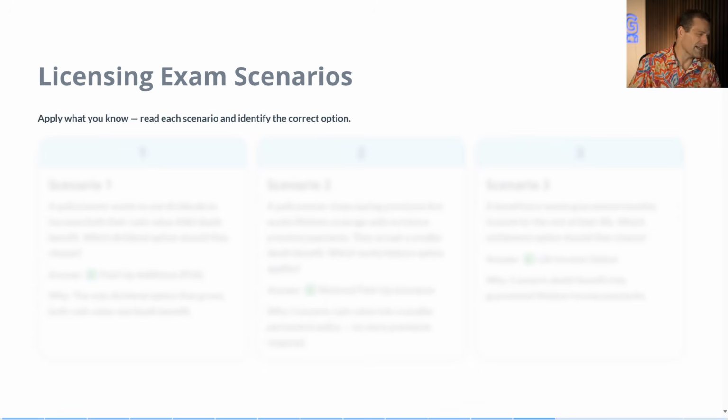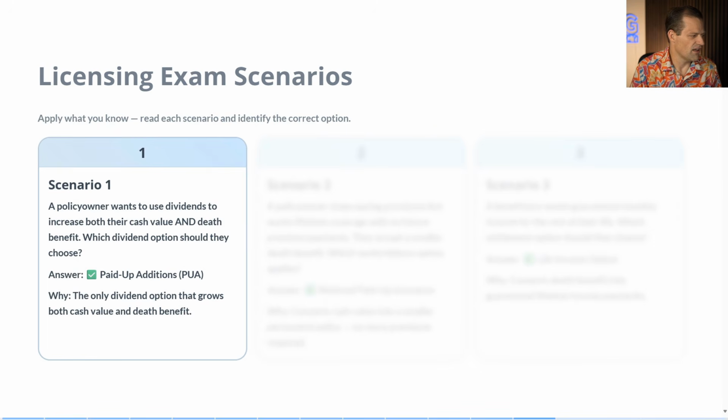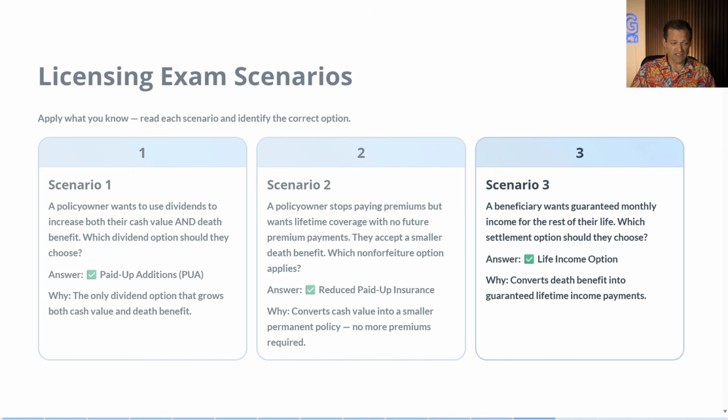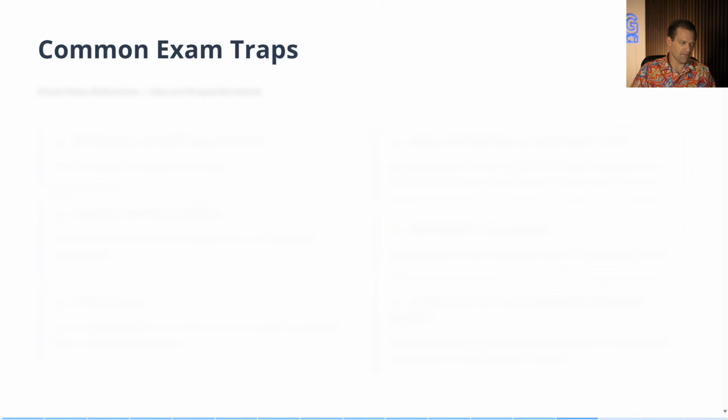So a couple of licensing exam scenarios. Policy owner wants to use dividends to increase both the cash value and the death benefit. The answer: the dividend option should be paid-up additions. That's the only one that does both. Next, the policy owner stops paying premiums but wants lifetime coverage with no future premium payments. That's called reduced paid-up insurance. It converts cash value into a smaller permanent plan with no more required premiums. And the beneficiary wants guaranteed monthly income for the rest of their life. That's the life income option, which converts death benefits into guaranteed life income payments.